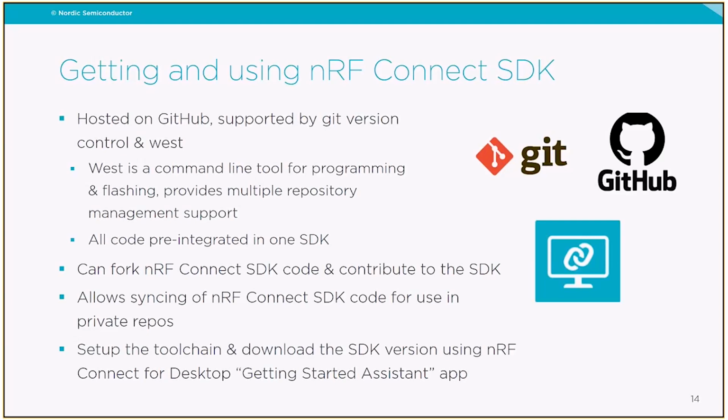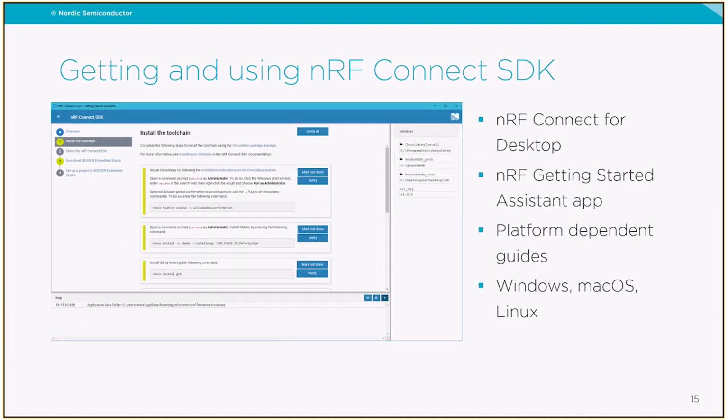So let's move on to setting up the toolchain. What you basically do is download nRF Connect for Desktop, and then you download the SDK version using the Getting Started Assistant app. Here you can see a quick screenshot of that app, and there you can see: install the toolchain, then clone the nRF Connect SDK, download Segger Embedded Studio, and also set up a project in Segger Embedded Studio. Segger Embedded Studio does get updated every once in a while, so in step 3 you can always find the latest download link.